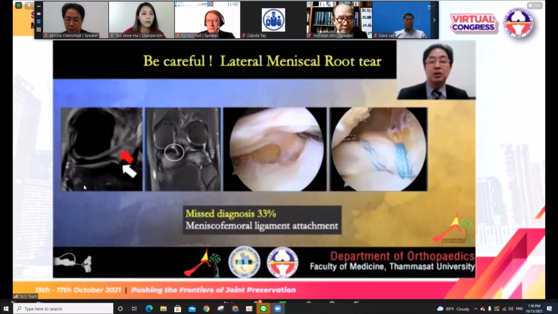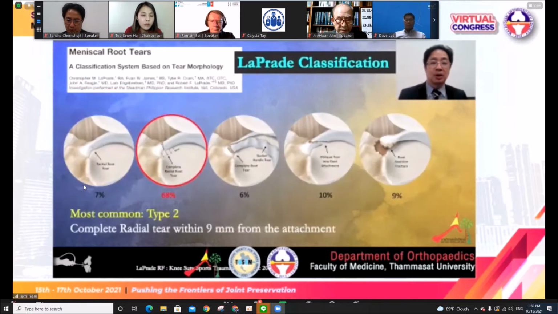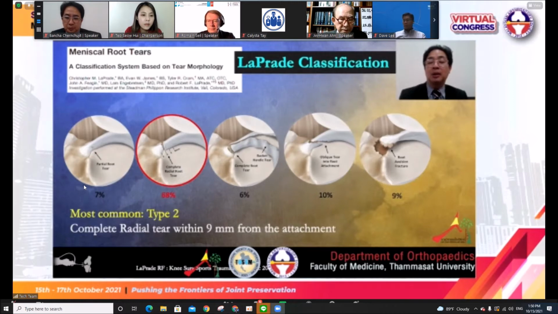The lateral meniscus root is often misdiagnosed, with 33% missed on MRI. The normal lateral meniscus root should be Y shaped. One limb is the root, one limb is the Wrisberg ligament, like the first picture. Sometimes we see no gap of the meniscus. It's just floating like the third picture, because the Wrisberg ligament is still attached. Dr. LaPrade classified the meniscus root tear into 5 types. The most common is type 2, 68%, the complete radial tear within 9 millimeters from the attachment.